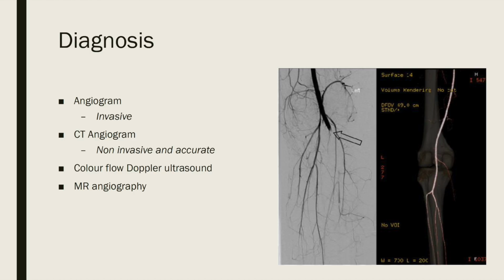Angiogram is invasive. Here you can see this disruption of the popliteal artery. This is a CT angiogram, non-invasive and also very accurate. You can also do a color flow Doppler ultrasound. The radiologist can do that, or an MR angiography. So those are your options.